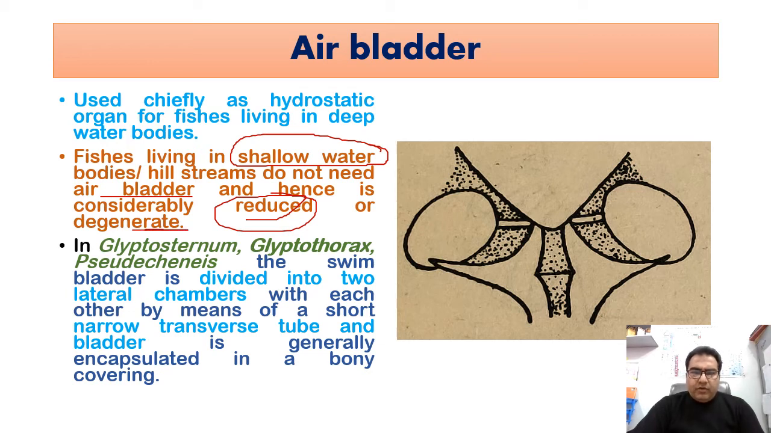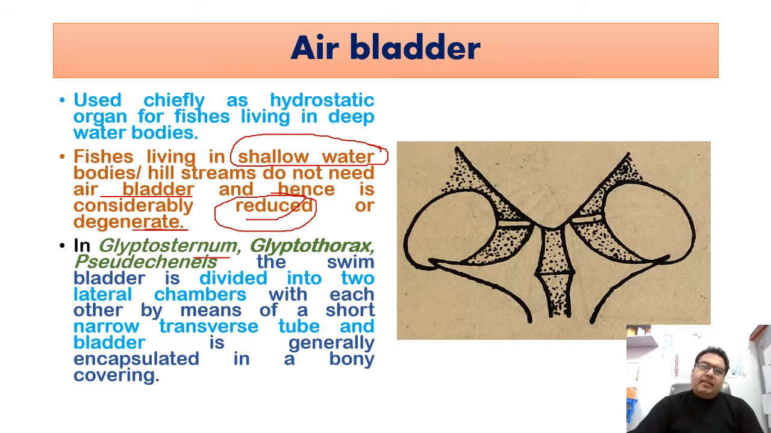And secondly, when we talk about Glyptosternum, Glyptothorax or Pseudecheneis, the swim bladder is divided into two lateral chambers. So what we are seeing in these three fishes is that the swim bladder is divided into two lateral chambers, connected by a short narrow transverse tube, and is generally encapsulated in a bony covering.